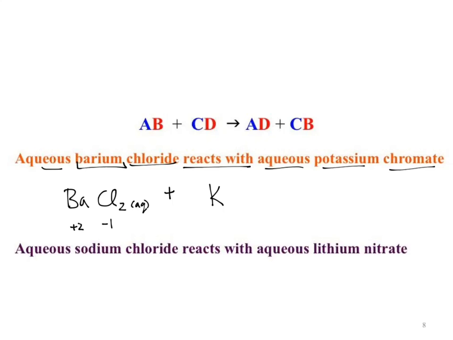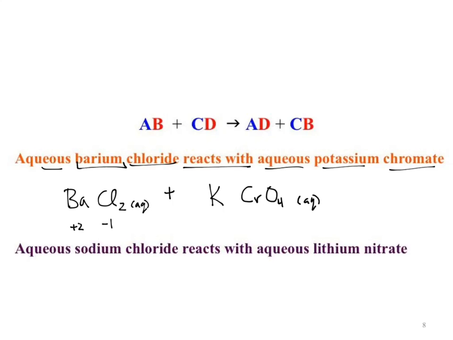K for potassium. Symbol for chromate. Close. CrO4. Okay. Now what do we do? We still know it's aqueous. The aqueous.